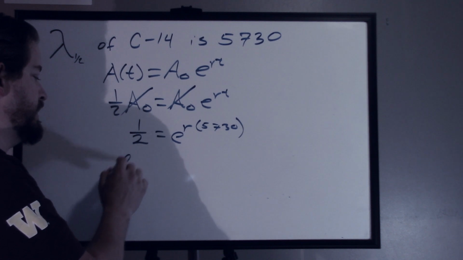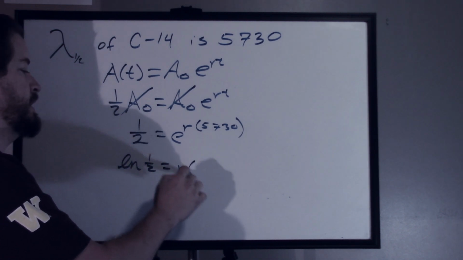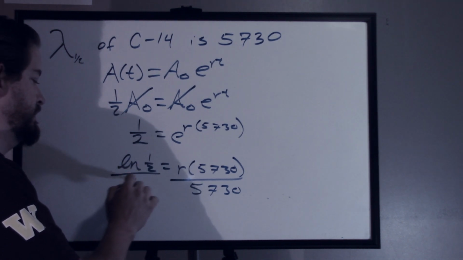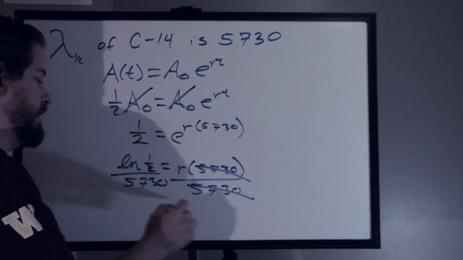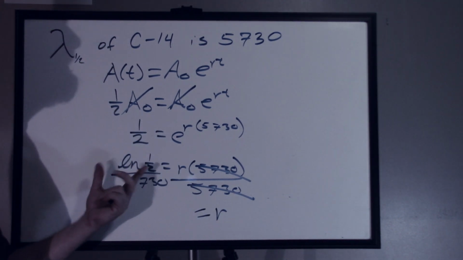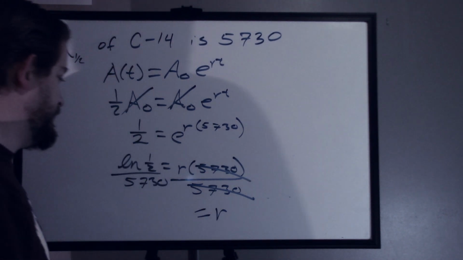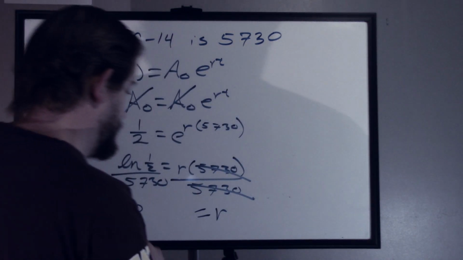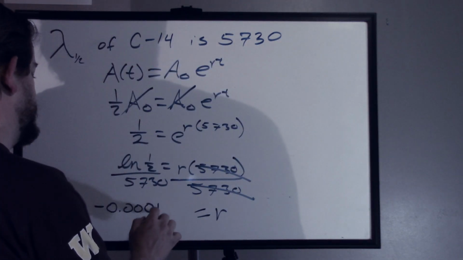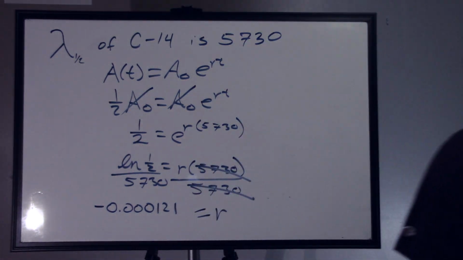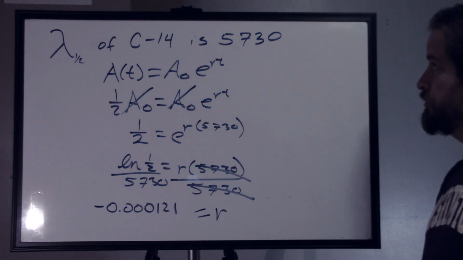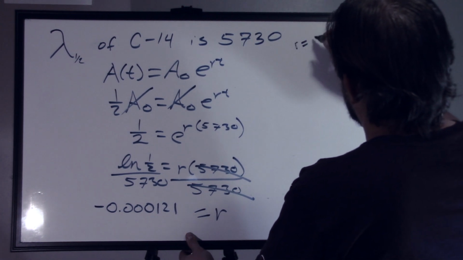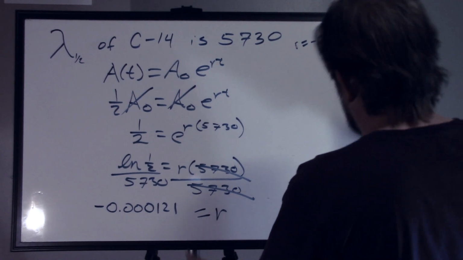So I rewrite this as a natural log. The natural log of 1/2 is equal to R times 5730, and then divide each side by 5730. And then my R is completely isolated. I have the natural log of 1/2, which is negative 0.693 something. Divide that by 5,730. And I end up with R as being about negative 0.000121. And that's my decay rate for carbon-14. So if we use this, R is negative 0.000121.